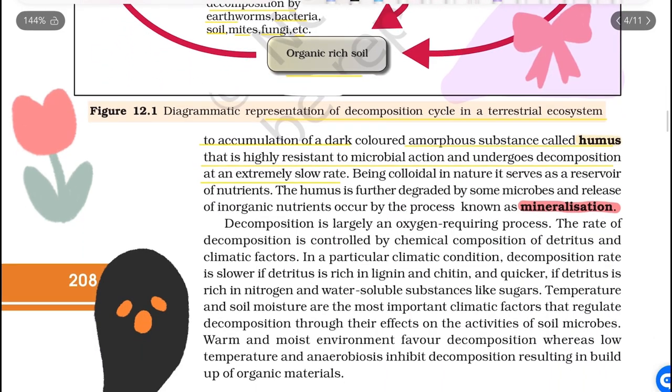Okay, so let's begin our reading. Being colloidal in nature, it serves as a reservoir of nutrients. The humus is further degraded by some microbes and release of inorganic nutrients occurs by the process known as mineralization. Decomposition is largely an oxygen requiring process.